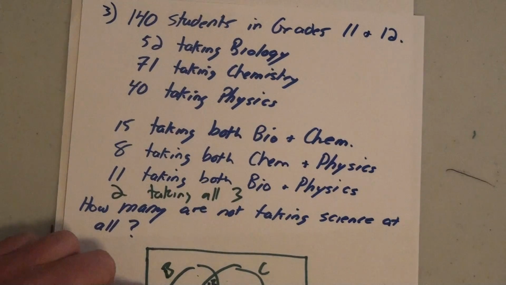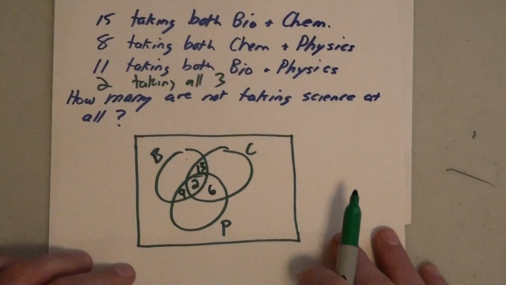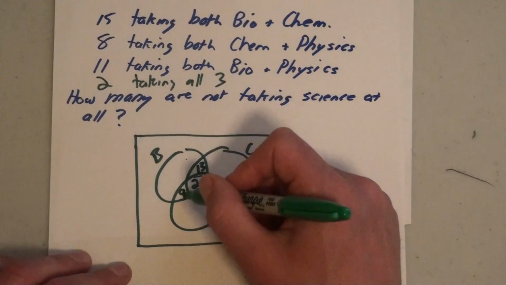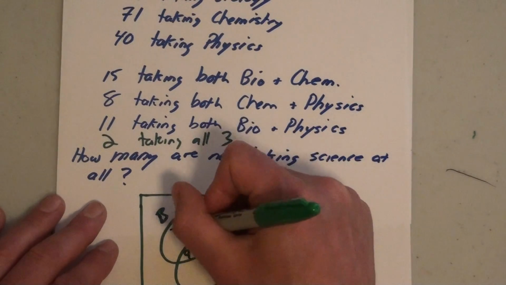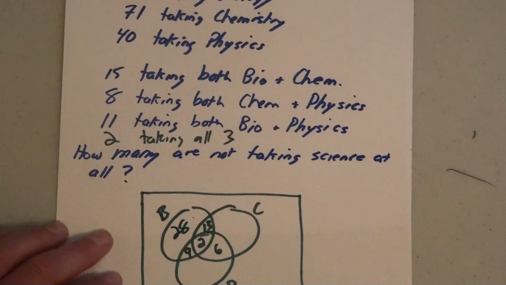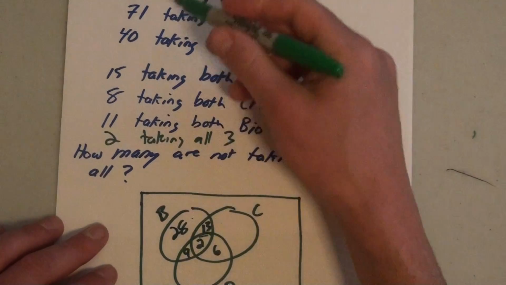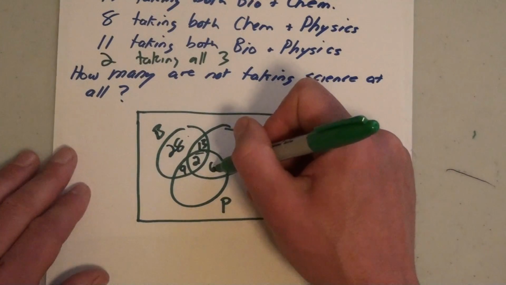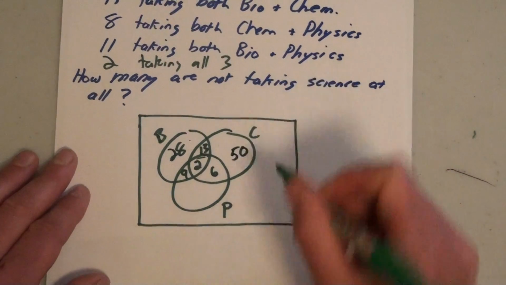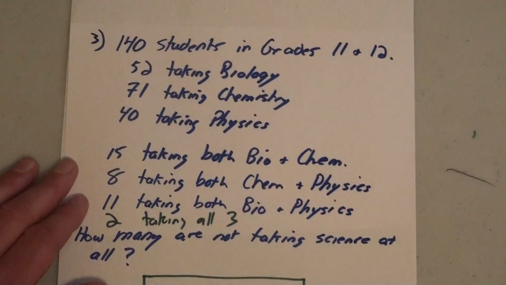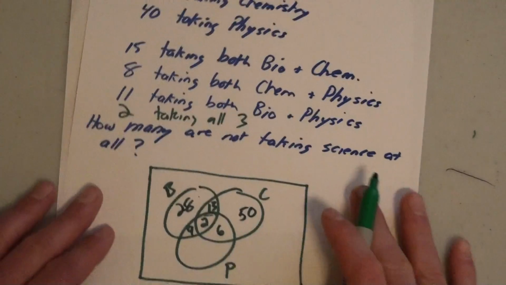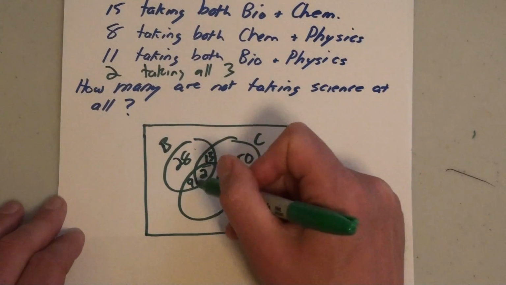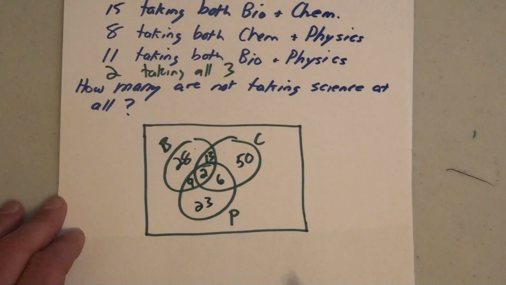So biology had 52 taking biology. How many do I have in the biology circle already? I got 15 plus 9, I have 24. 24 from 52, I have 28 that are only taking biology. I subtract away those numbers from the number just taking biology. There are 71 taking chemistry. In the chemistry circle, I have 15, I have 21. So that means I have 50 that are only taking chemistry. 40 taking physics. I have 8, 17 already accounted for out of the 40. So that means there's 23 only taking physics.